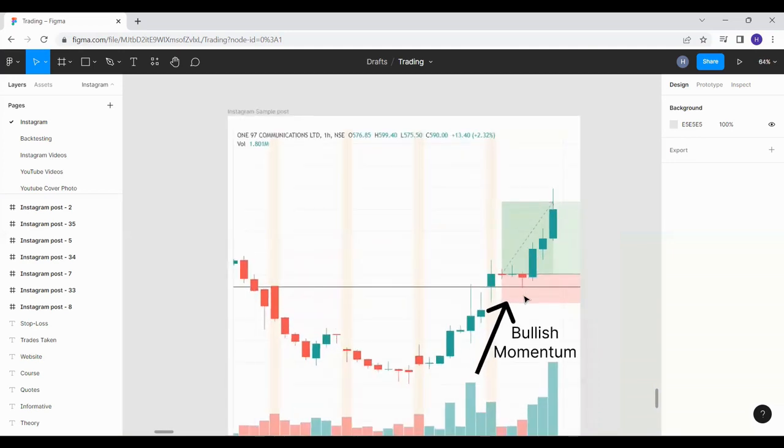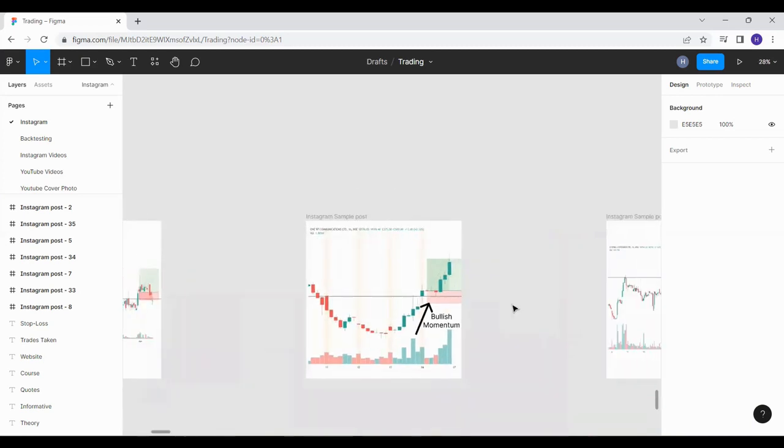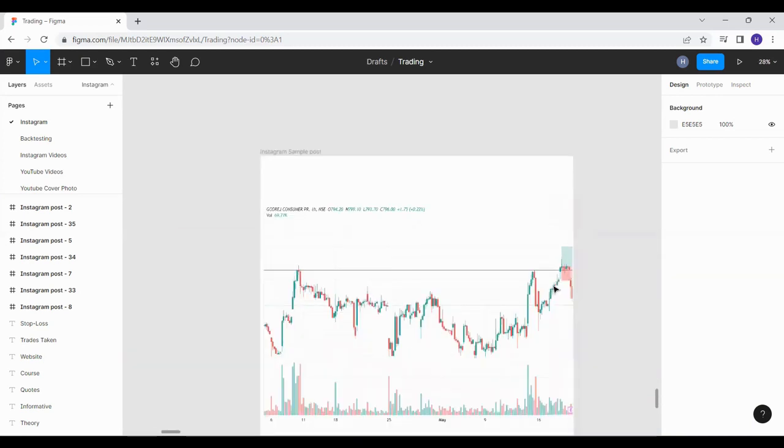So it all depends. You do not need to follow me blindly. I'm just sharing the trades which I have taken to give you an idea about how I take trades in the live market. Just try to figure out what works well for you and keep following it.